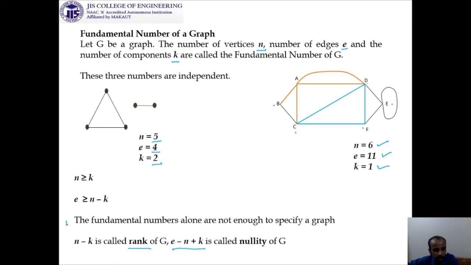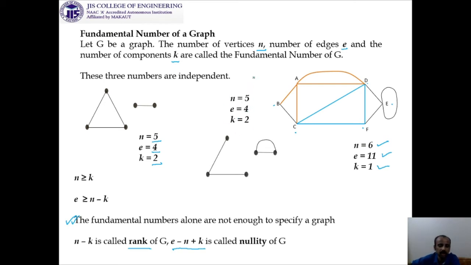Now how to measure this one? The fundamental numbers alone are not enough to specify a graph. So I am taking now the fundamental numbers first: n equal to 5, e equal to 4, and k equal to 2. And we are trying to generate one graph which will satisfy these 3 conditions.